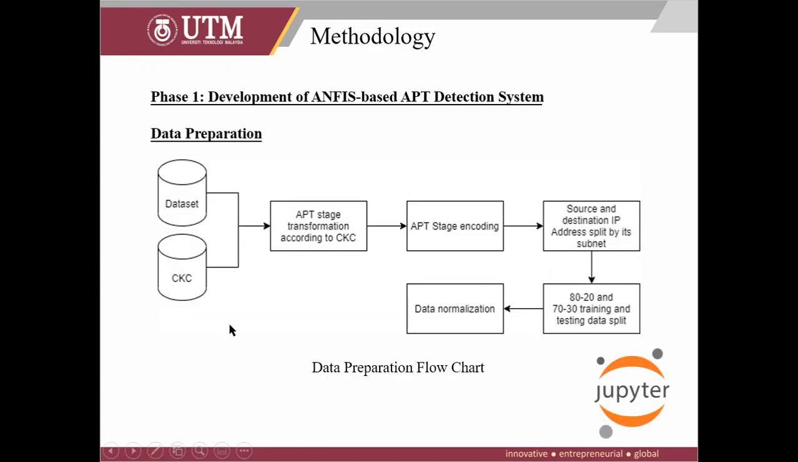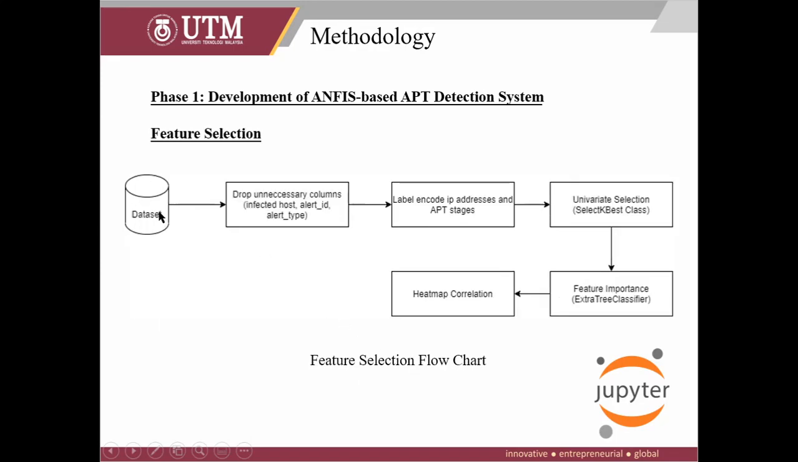The data preparation part. This is the flow chart. We transform the APT stages, which I'll explain more later on, encode the stage, split the IP address, and also train, test, split, and normalize the data. For feature selection, we did univariate selection, feature importance, and also heat map correlation to select our features.